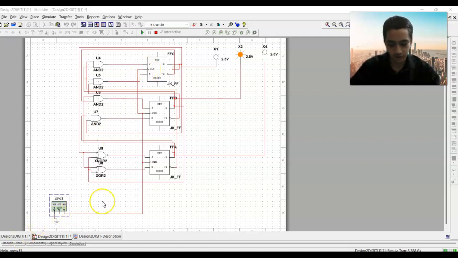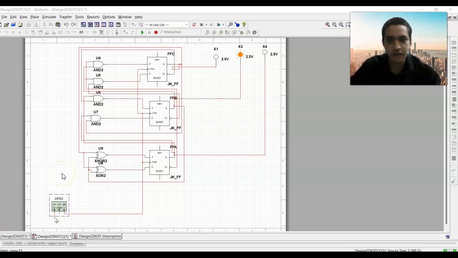Firstly, flip-flop A is a JK flip-flop. The J input will be connected to an XNOR gate, connected to QC and QB. But for the K input of the JK flip-flop, it is connected with an XOR gate with QC and QB.